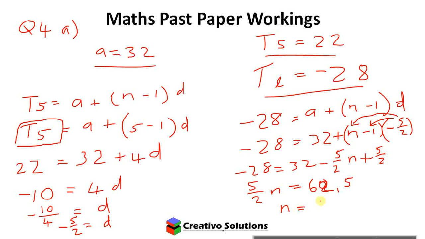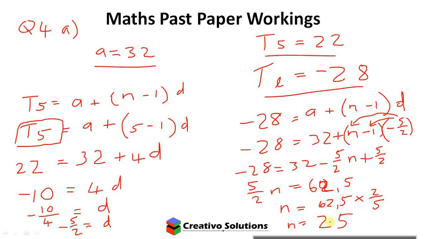And then n would be 62.5 times 2 over 5, to get rid of the 5 over 2. So n equals, okay, you work it out. 62.5 times 2 over 5 is what? 25. There we go. Now n is 25. So there are 25 terms in total.